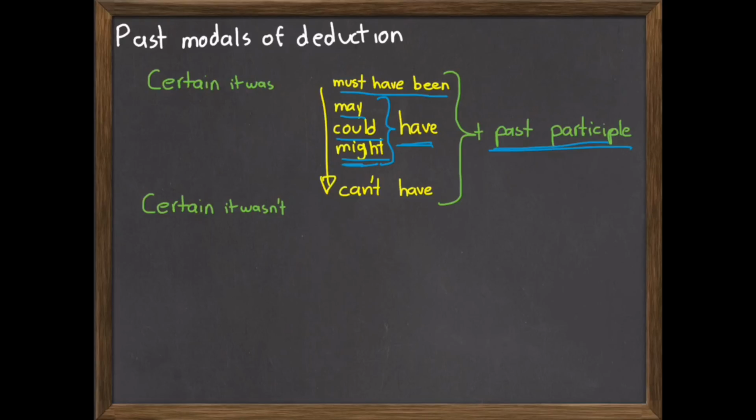And lastly, when we are sure or certain that something didn't happen, we use can't have and then the past participle. For example, the treasure can't have come from here. There is proof that it is somewhere else. That means we're sure that it didn't happen, or the past situation is not true.